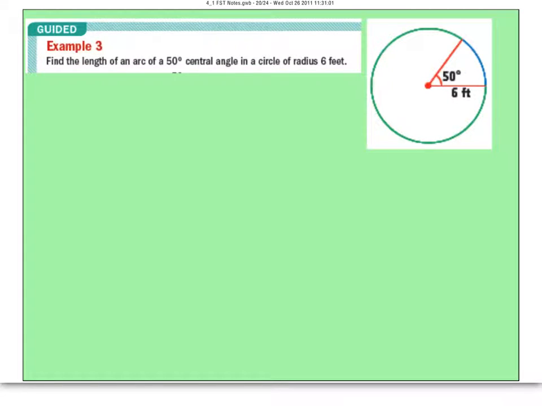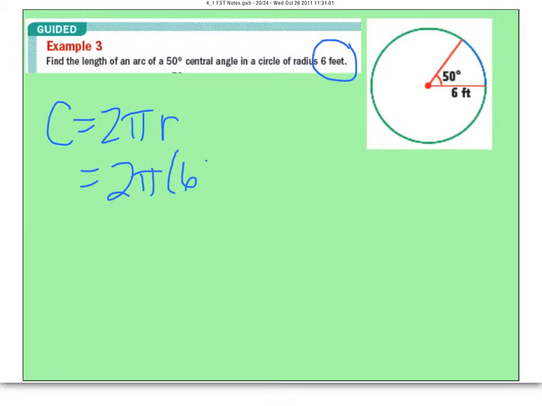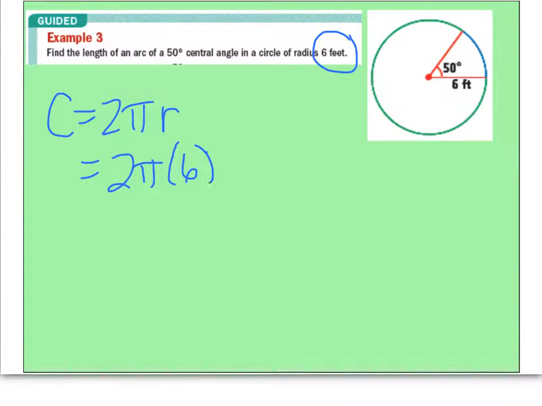Find the length of the arc of a 50-degree central angle in a circle with a radius of 6 feet. Well, I might just go the geometry method here and say circumference is 2 pi r. So 2 pi times the 6 feet. But I have to be careful here because this is for the complete circle. I don't want the complete circle, I just want 50 degrees of the complete circle. Fine, give me 50 degrees of the full circle, which is 360.